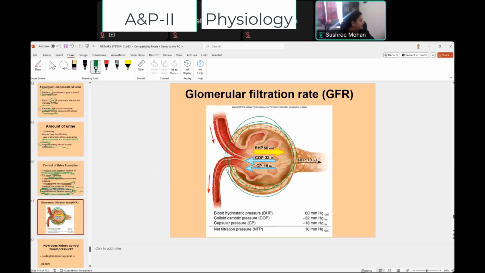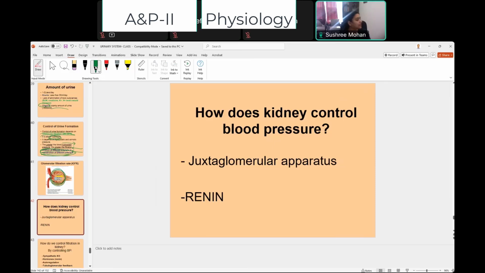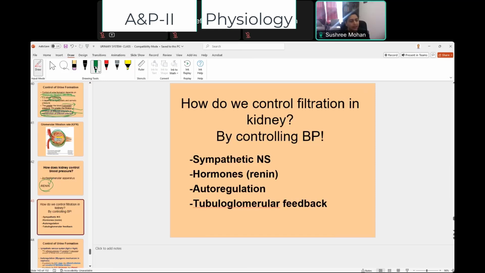Then how does kidney control the blood pressure? We talked about renin and how it works through the renin angiotensin aldosterone system. If you have questions over here, give me a call or text me or email me and I can explain that to you again. How do we control filtration in kidney? By controlling definitely the blood pressure. And we talked about sympathetic nervous system, hormones, renin, autoregulation through the mesangial cells, and the tubuloglomerular feedback.